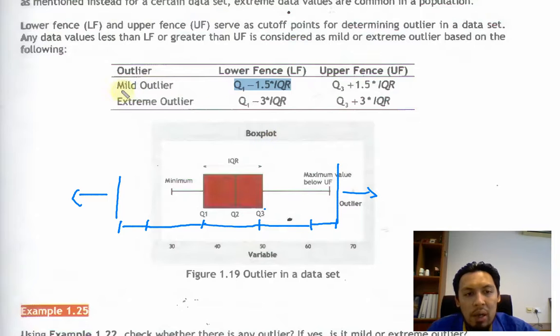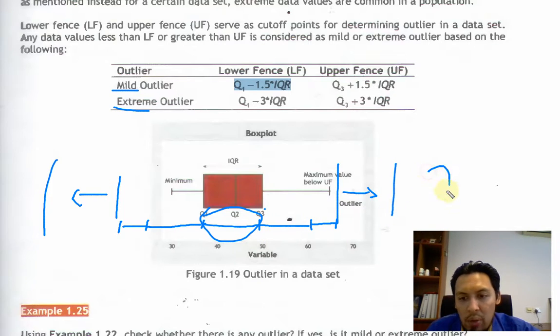This is known as a mild outlier. We can also have an extreme outlier, where they compare it with 3 times this length. So 1, 2, 3. So this may be the extreme outlier. Those that exceed this, and 1, 2, 3 maybe exceed this point, those around this area and this area are considered extreme outliers.